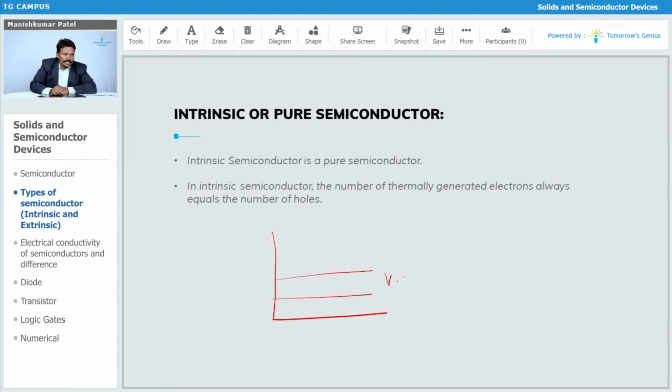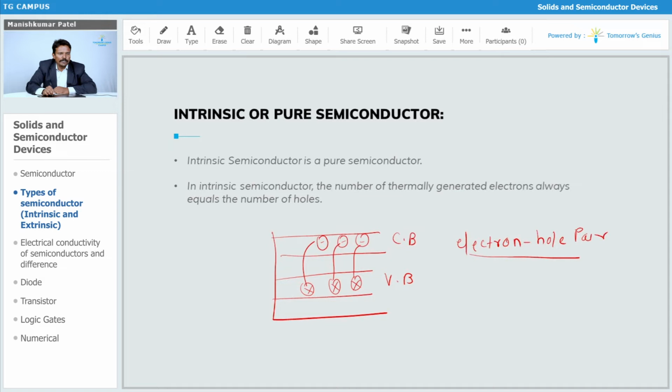So let's say this is the valence band, and this is your conduction band. Those bonds are already formed, and the breaking of those bonds will result in the vacancy of holes. So one of the electrons from the valence band will jump over here to the conduction band, and a hole has been created. Likewise I have shown 3 holes, and corresponding to that I have shown 3 electrons. So electron-hole pairs have been created in this particular case.